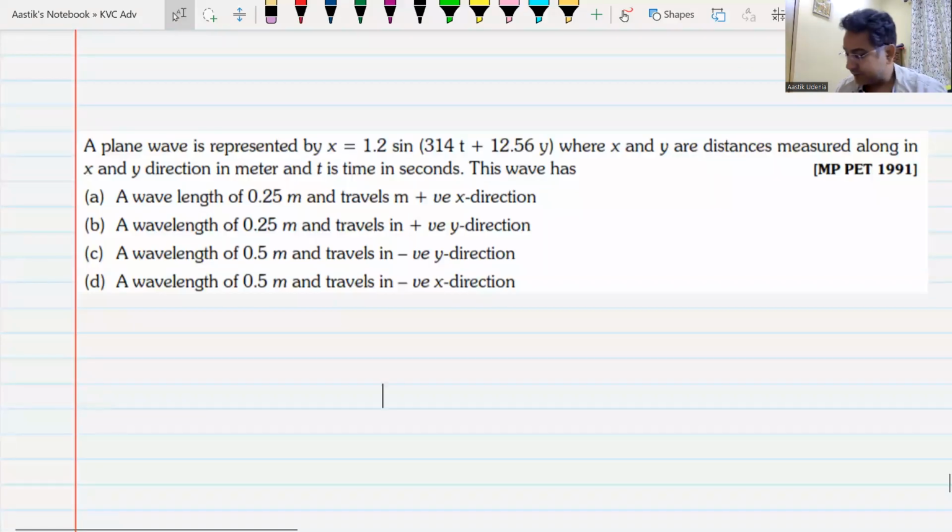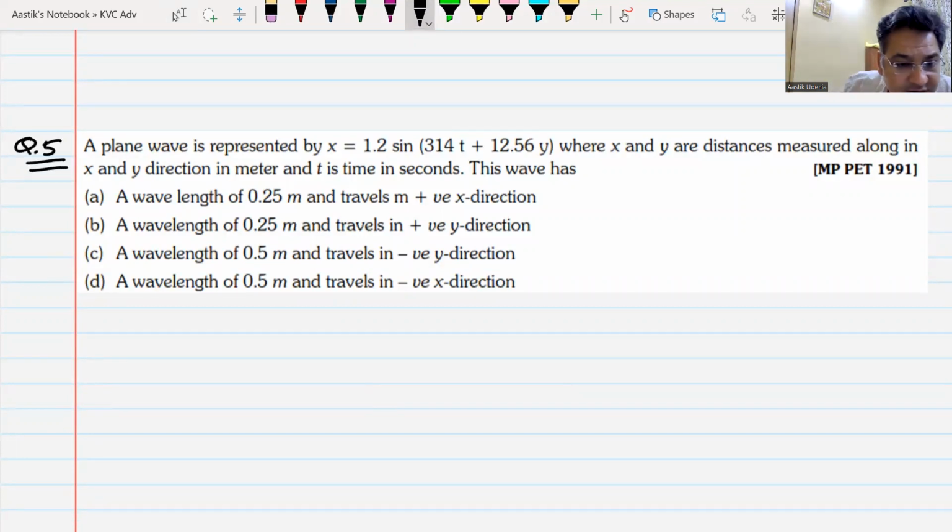Question number 5. This is single option correct, so there are not multiple options correct here. Only single option correct. Which one is the correct option? Option C, sir. Option C.